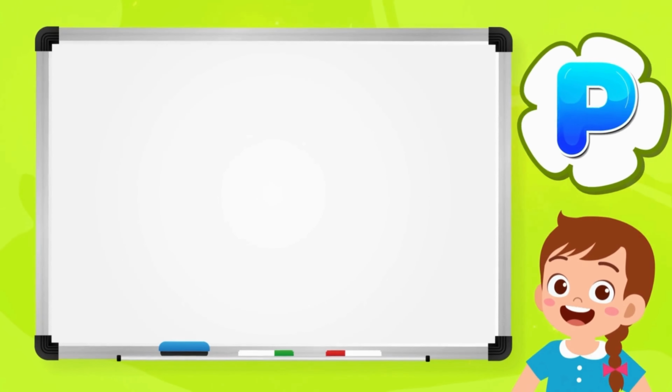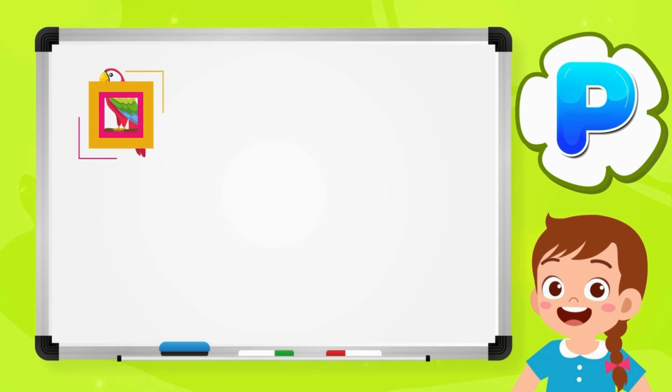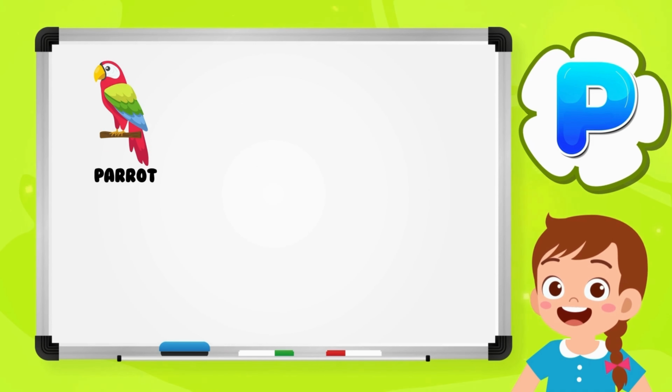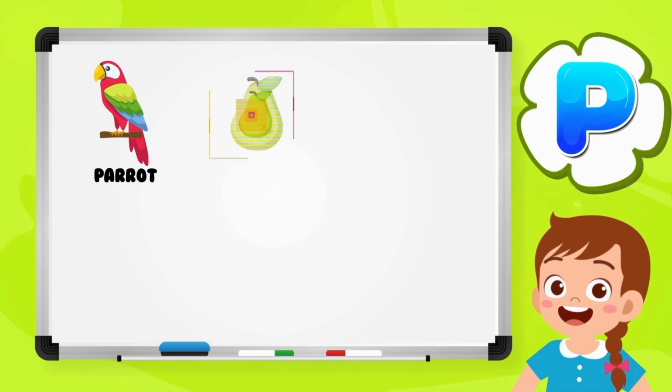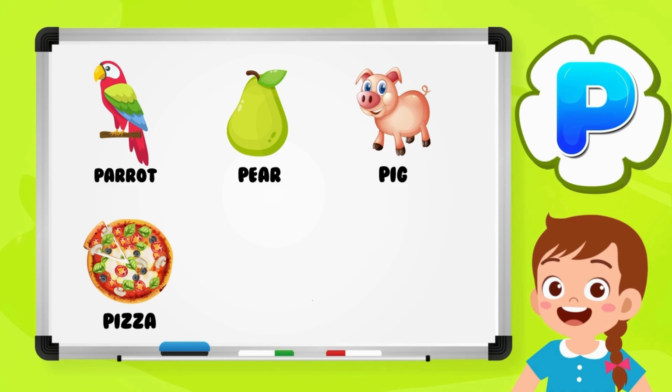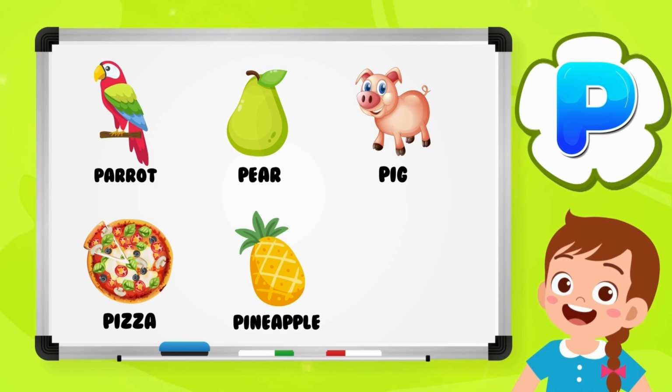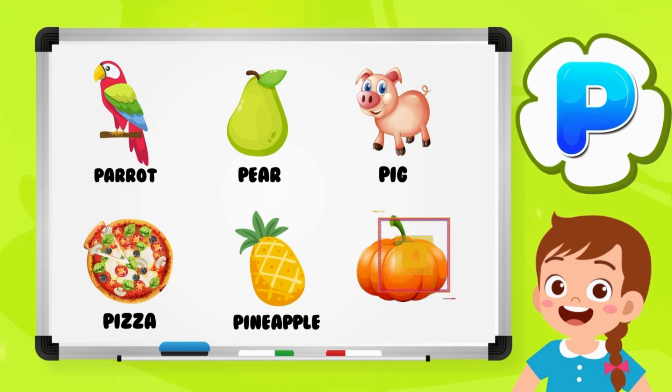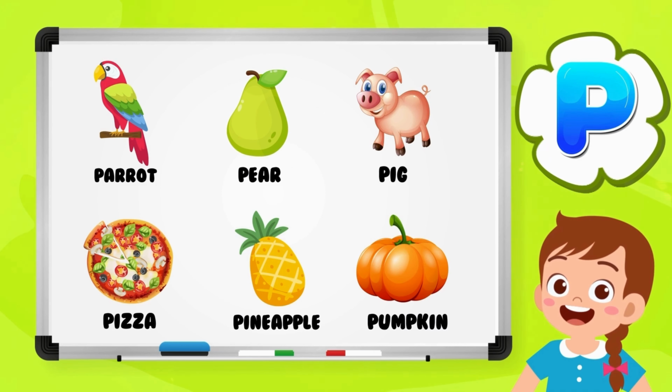P. P is for parrot. P is for pear. P is for pig. P is for pizza. P is for pineapple. P is for pumpkin.